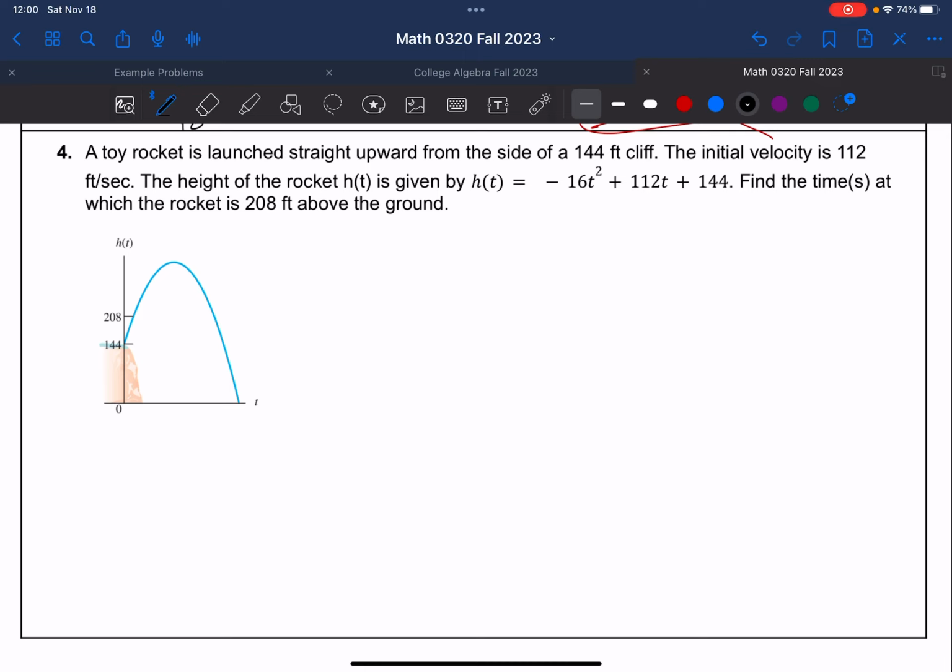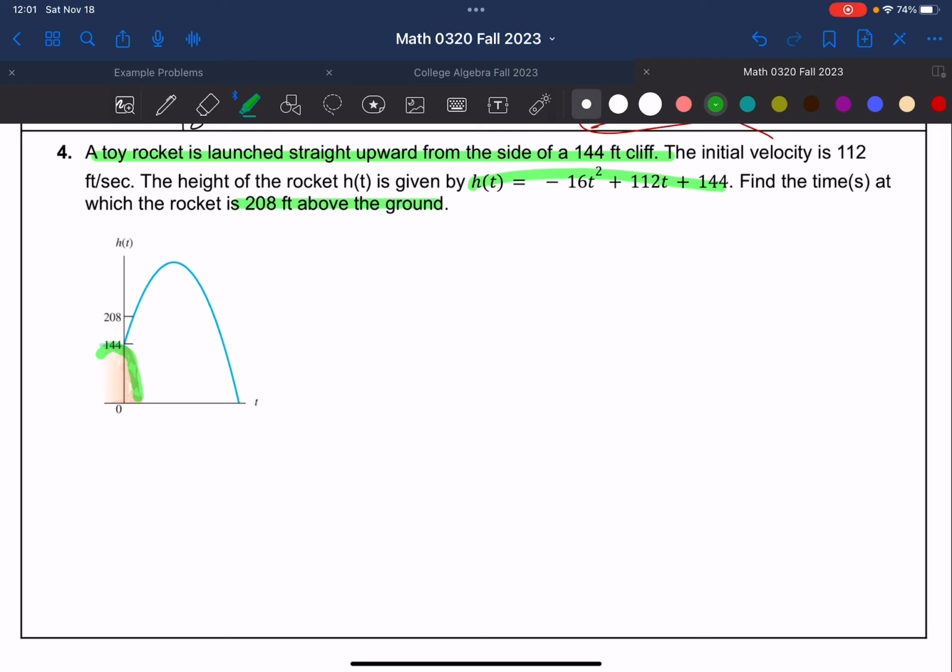Number 4 says a toy rocket is launched straight upward from the side of a 144-foot cliff. Okay, we see that in the diagram here. Right here, here's our cliff. The initial velocity is 112 feet per second. The height of the rocket, h of t, is given by this function. Find the times at which the rocket is 208 feet above the ground. Okay, so 208 feet. Notice that the rocket is represented by that blue graph.